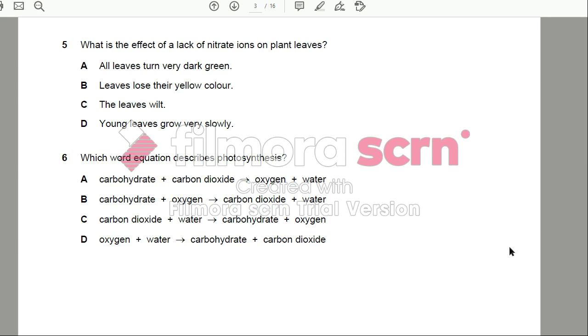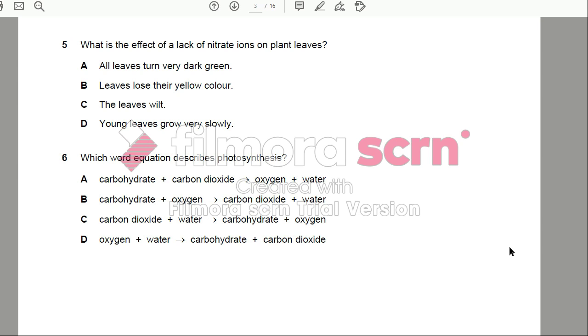What is the effect of a lack of nitrate ions on plant leaves? Nitrate ions are taken up by the root hairs and, along with water, they reach the leaves. They are used during photosynthesis by the plants in their leaves to synthesize amino acids and protein. Protein is used for the growth of plants.